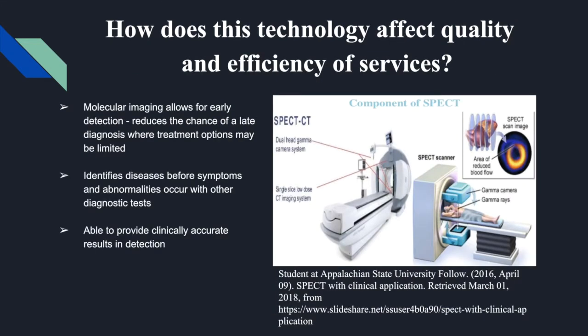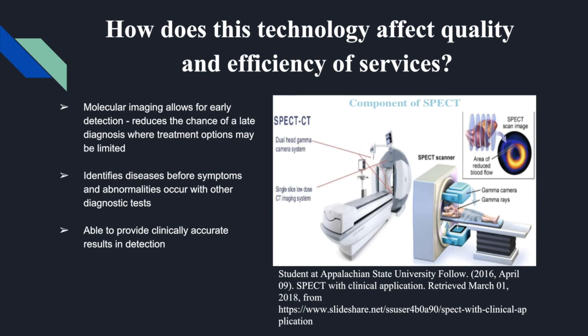How does this technology affect quality and efficiency of services? Molecular imaging allows for early detection. This reduces the chance of a late diagnosis where treatment options may be limited. Alongside other imaging modalities, molecular imaging allows us to identify diseases before symptoms and abnormalities occur.